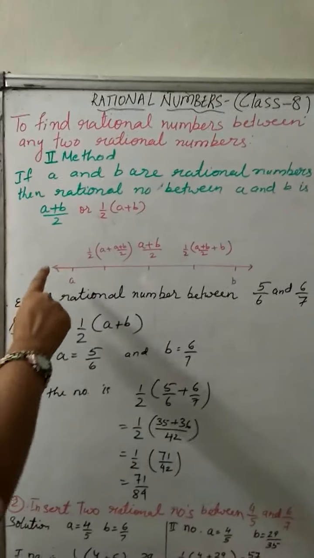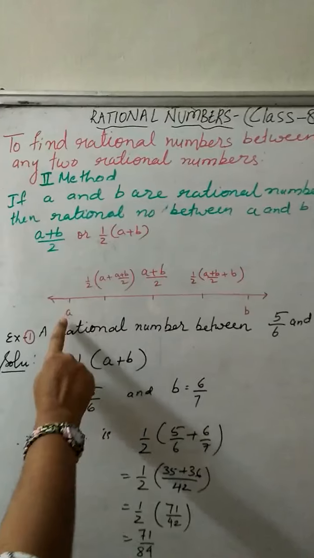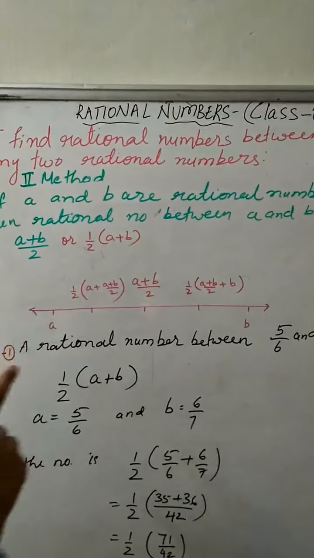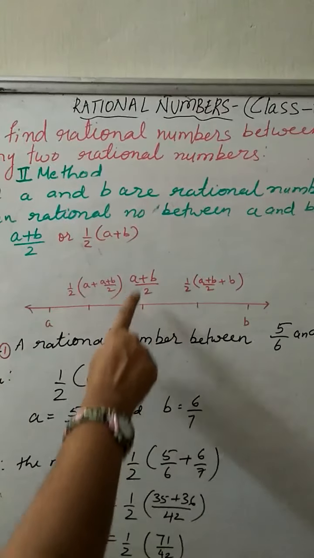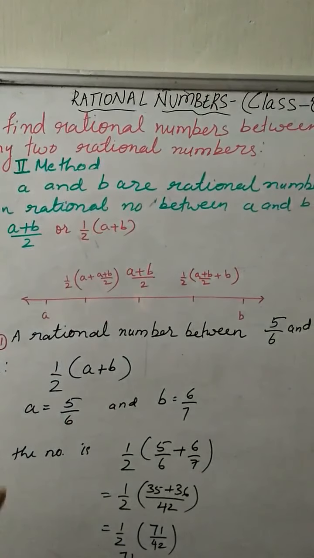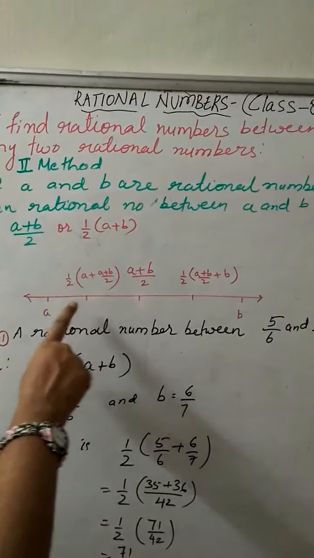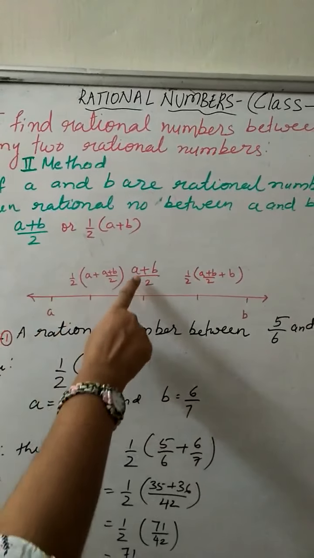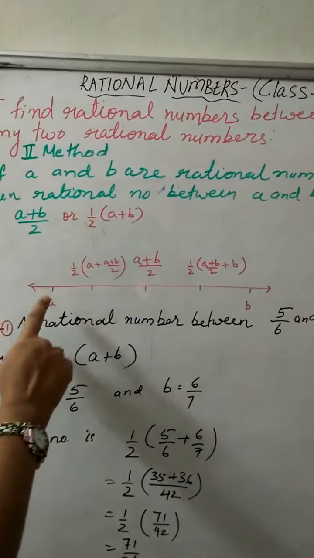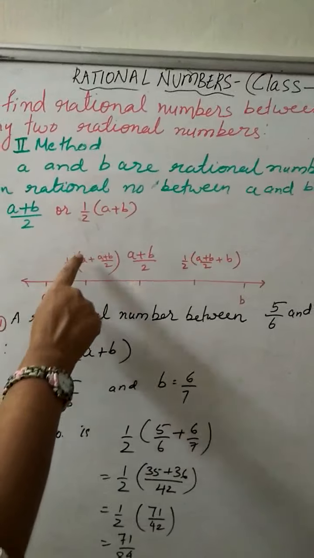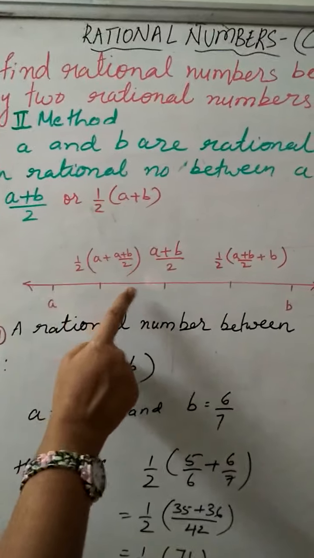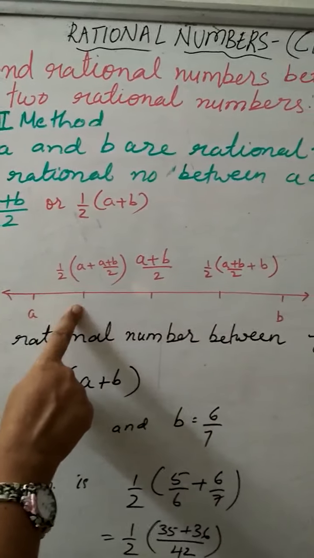Suppose this is the number line I have made. This is rational number A and this is rational number B. So the rational number between A and B can be given as (A plus B) by 2. This is the formula. Again, suppose you have to find the rational number between A and (A plus B) by 2. Then the same formula you have to use, that is half of A plus (A plus B) by 2. So you will get the rational number between these two rational numbers.